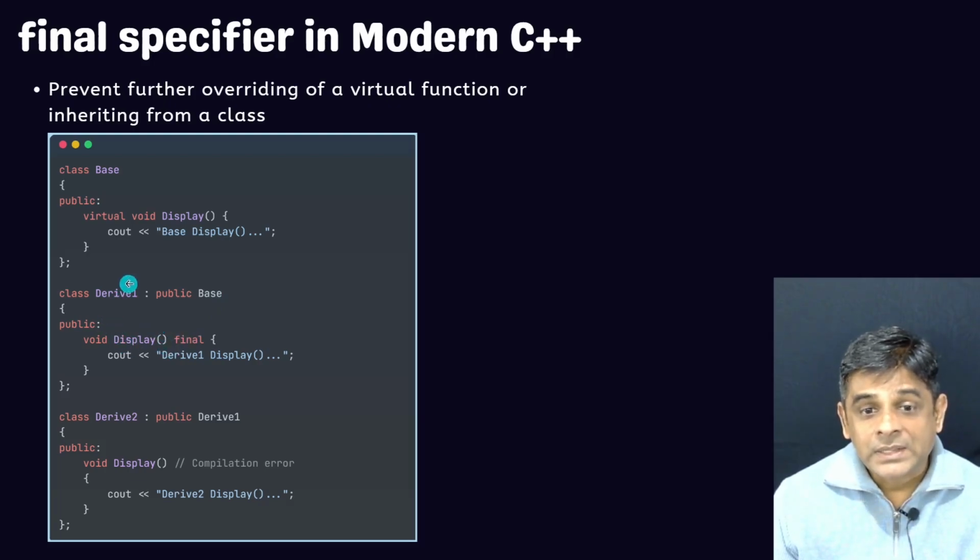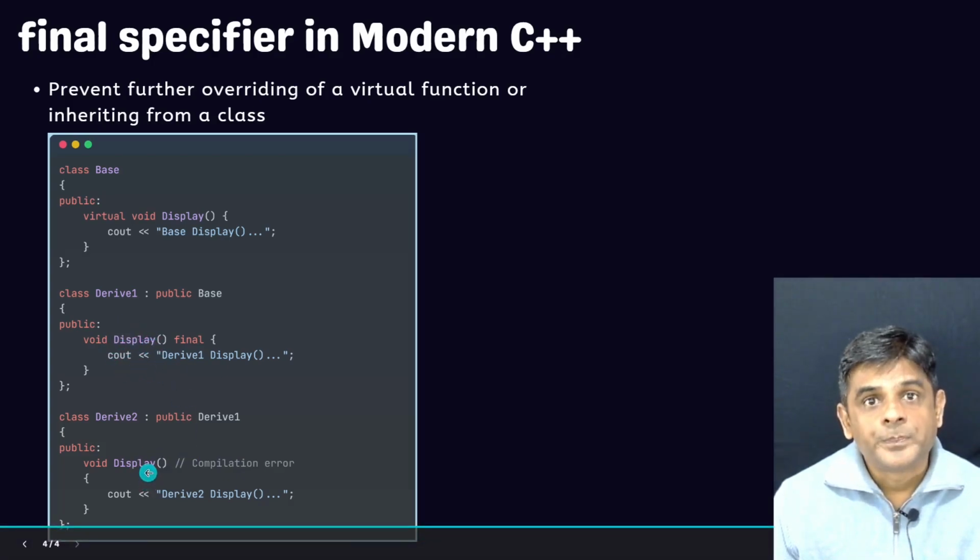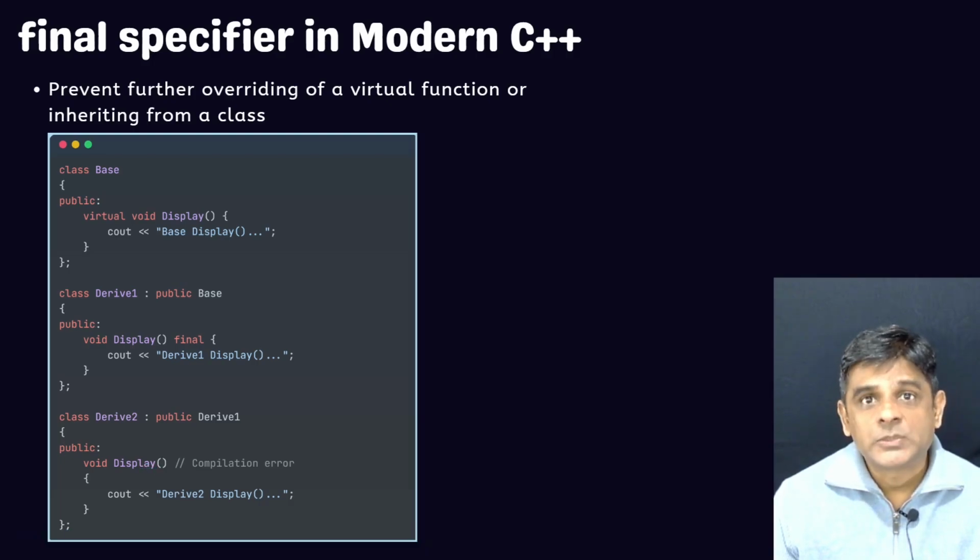We are overriding this display method of the base class in the derived one, and I am keeping the final specifier here. Now if I try to create Derived2 from Derived1, this will throw a compilation error. We cannot override this display method any further.